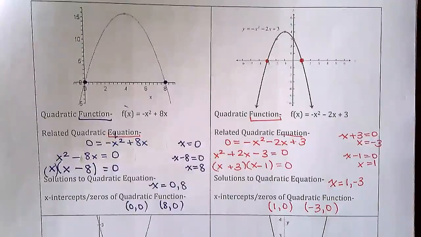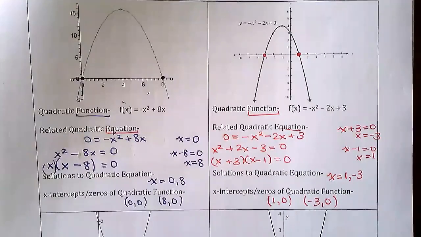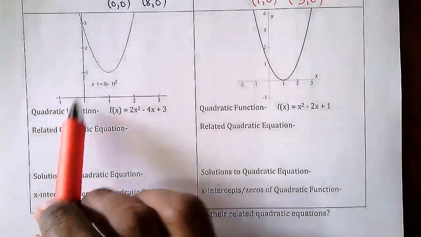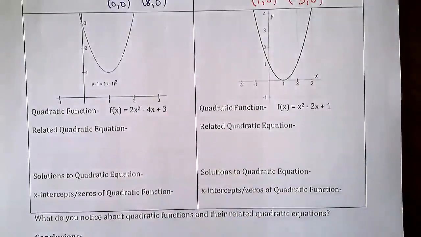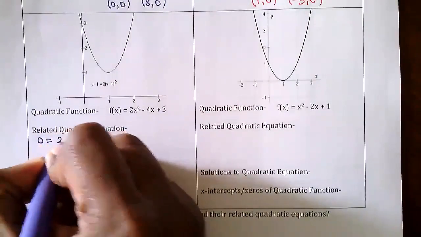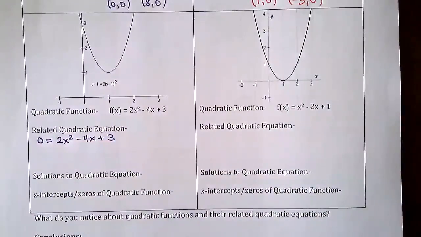Let's keep going with the next two examples. I'm going to show you one more example because there is something I wanted to mention there, and then I will let you try the last one on your own. So let's take a look here. The quadratic function here is 2x squared minus 4x plus 3. So let's write the related quadratic equation. I'm going to replace f of x with 0. So 0 is equal to 2x squared minus 4x plus 3. Again, we have two options: try factoring it or using the quadratic formula.